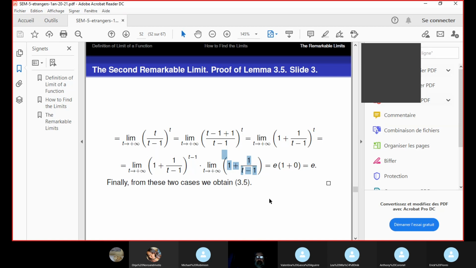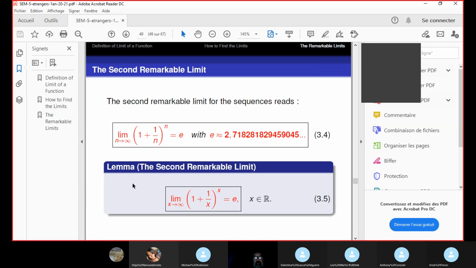Yes, it's clear. Good. So, as for the first limit, it will be e. And the second one, as t goes to plus infinity, it is evidently 1. So, in the case when x goes to minus infinity, it will also be e. So the lemma, as for the second remarkable limit or the formula 3.5, is proved.